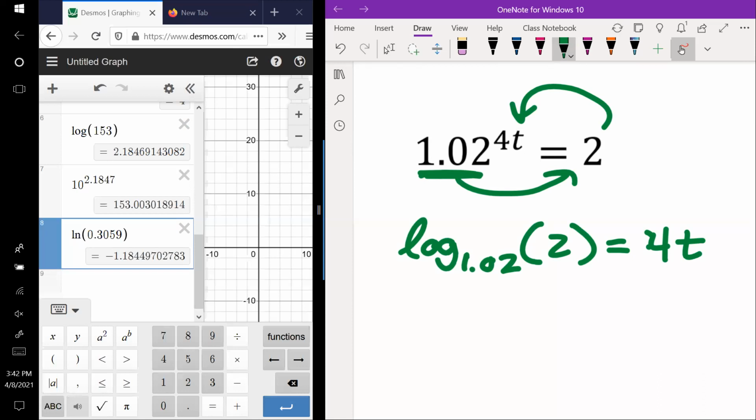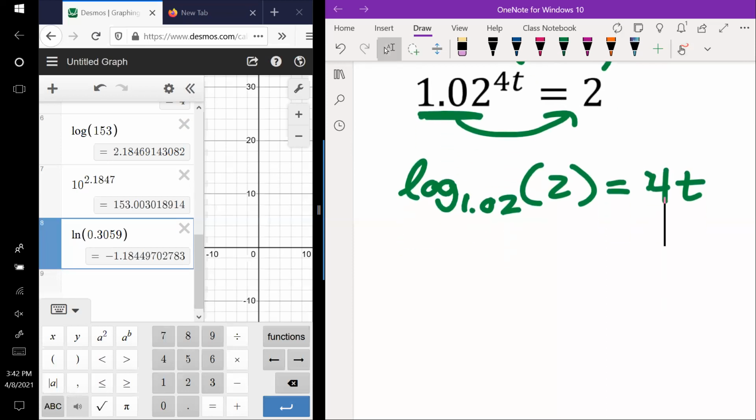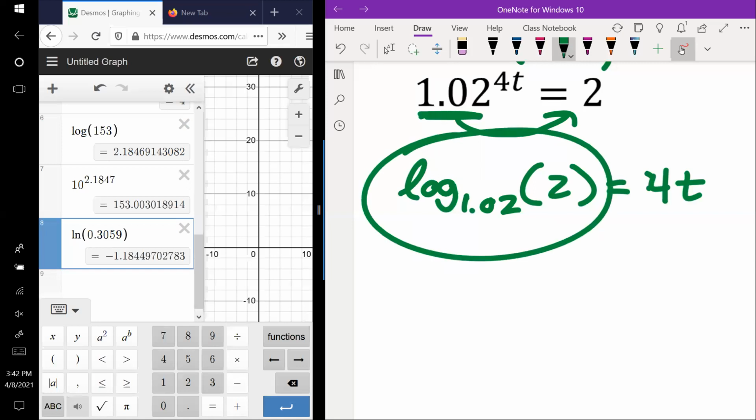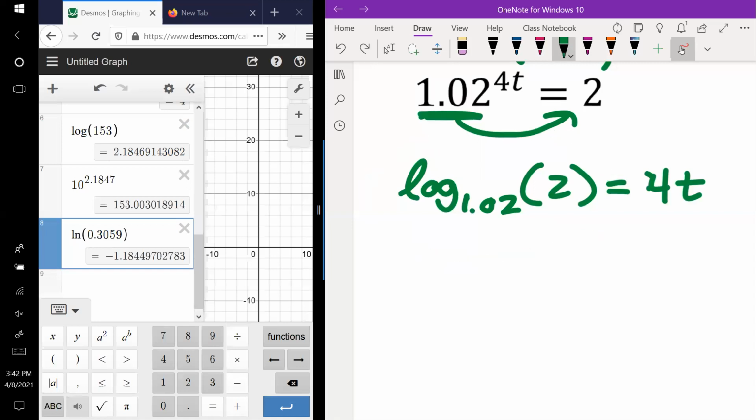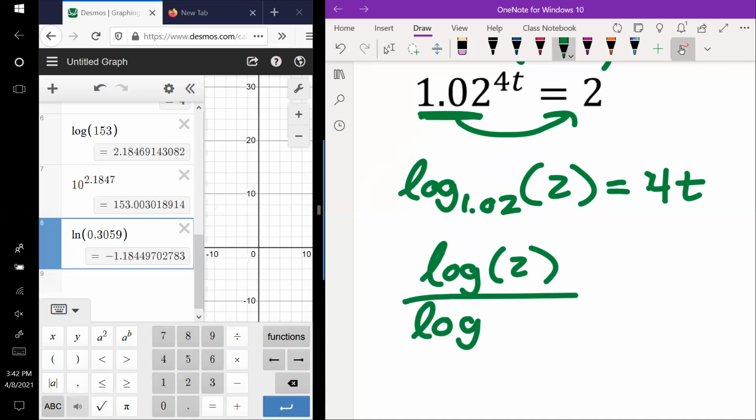Okay. And now we want to solve for t. So we're going to have to first calculate this log, which means we can use change of base on it. So I can rewrite this as log 2 over log 1.02 equal to 4t. So let's go ahead and calculate the left side, and then we'll divide by 4.